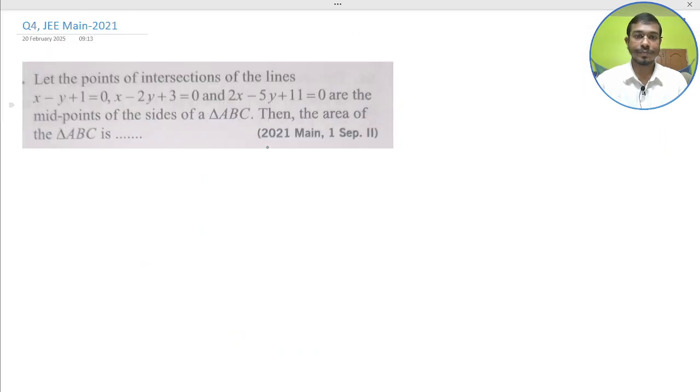Question number 4. JEE Main 2021. Let the point of intersection of the lines be the midpoint of the side of triangle ABC. Then the area of the triangle ABC is what? This is a triangle.